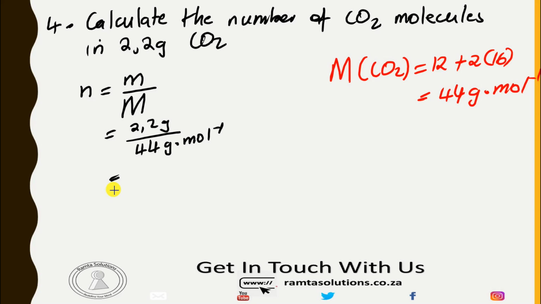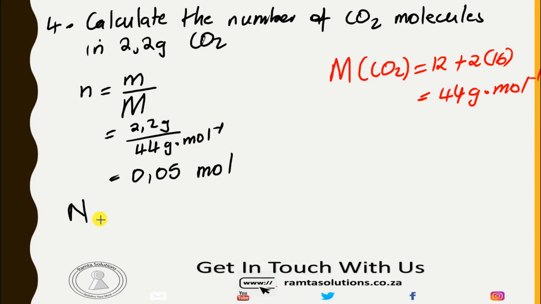Remember, guys, when you do this long procedure, do not round off. Okay, 2,2 over 44 is basically 0,05. This is what you are getting in your calculator. So luckily, I don't have to round it off in any way. So the number of moles is 0,05. Okay, we are good to go.